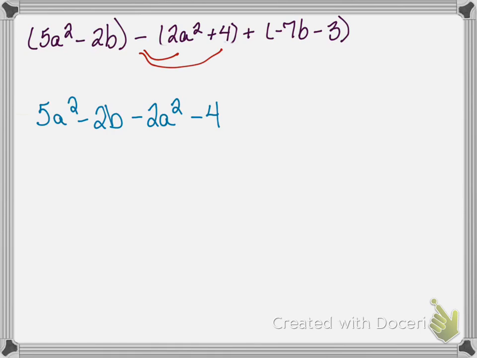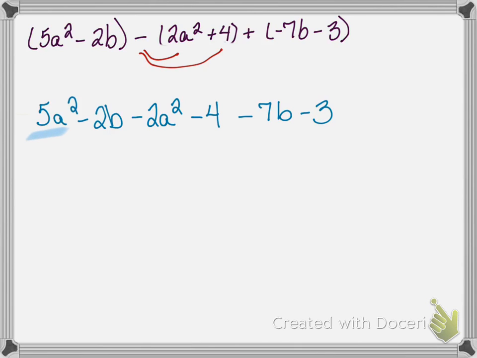Now, I'm adding -7b minus 3. I can write that as plus -7b minus 3. Some people prefer to just write one sign, and so they'll write minus 7b. It's okay. It doesn't matter which way you do it. They both mean exactly the same thing.